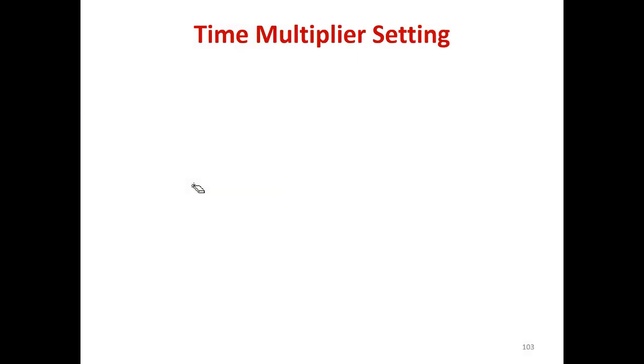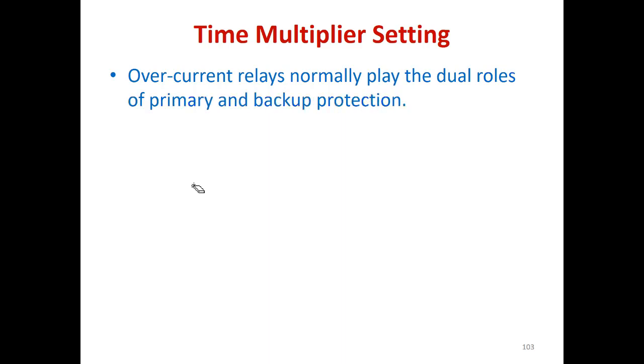Let us talk about the time multiplier setting. What is in fact the time multiplier setting? Overcurrent relays normally play the dual roles of primary and backup protection, right? It acts as the primary relay for the nearest fault location, and sometimes it acts as a backup relay for the distant fault location. So it plays the dual role of primary and backup.